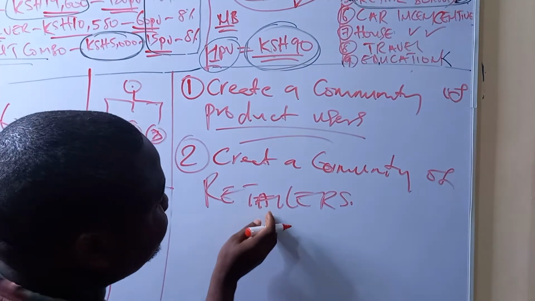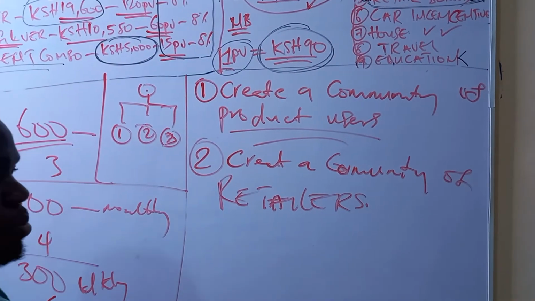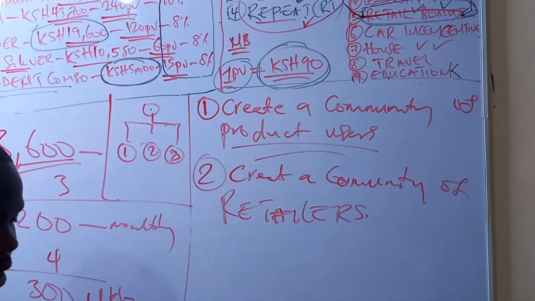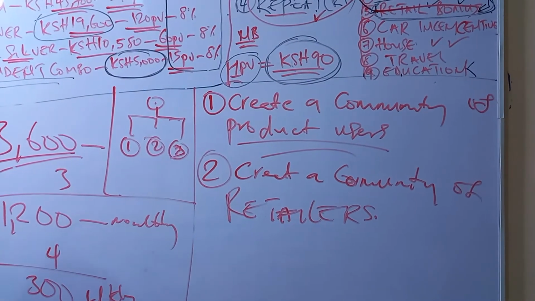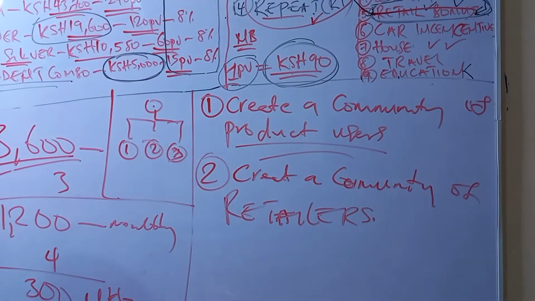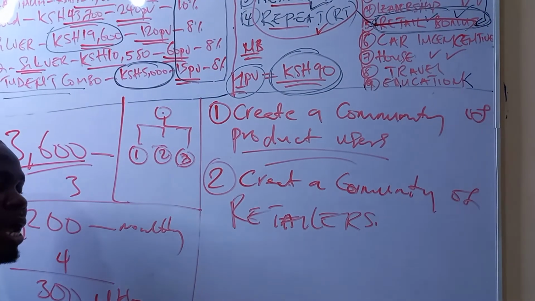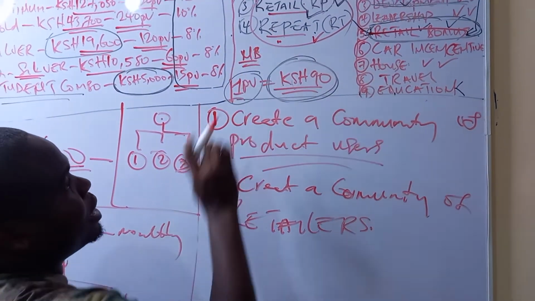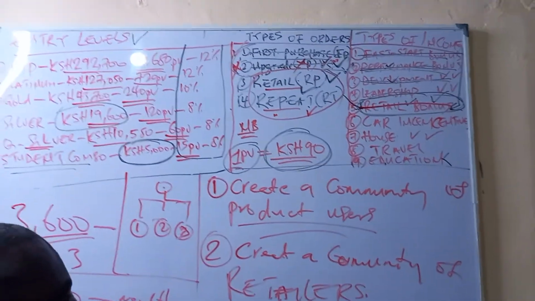Now, you have a community of retailers who are buying and selling the products: cosmetic shops, beauty shops, pharmacies, clinics, what have you. You just educate them on the products they want to buy and sell. Then you also educate them on only doing retail orders. Don't bother them with the whole business. They don't have the time.